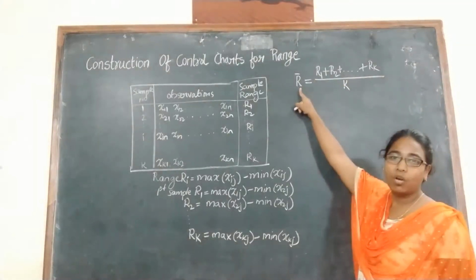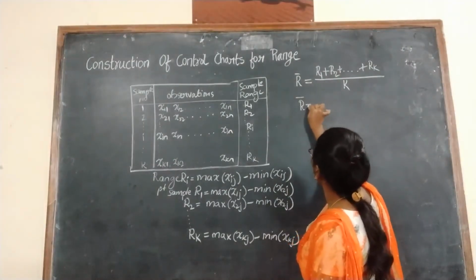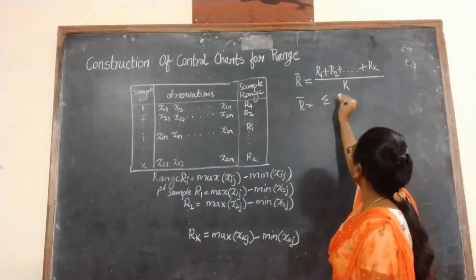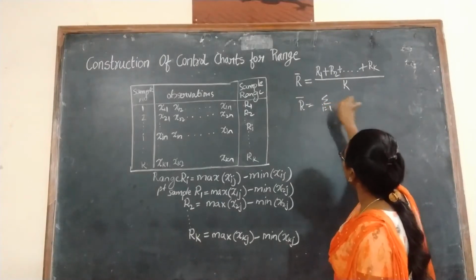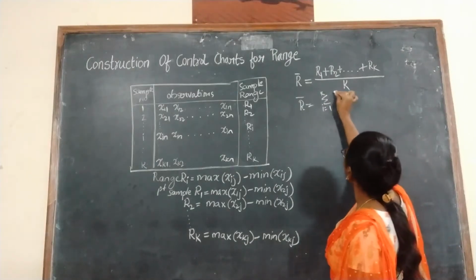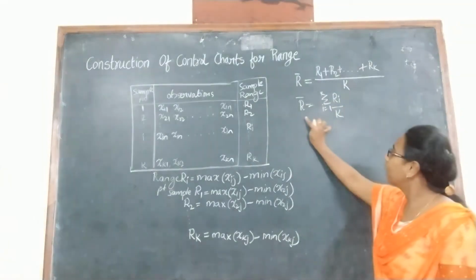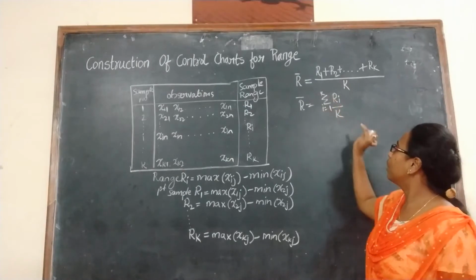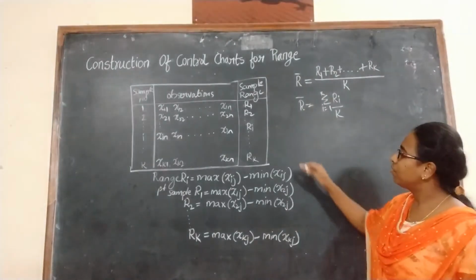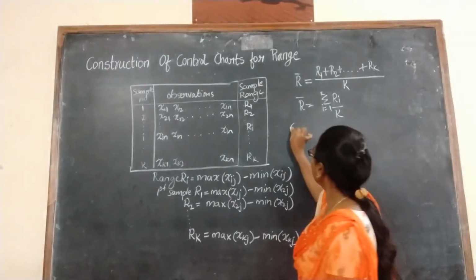This is the mean of range, that is the R bar value, which can be written as R bar equals summation i equals 1 to k, Ri by k. So simply R bar can be written as summation i equals 1 to k, Ri by k. After finding the sample ranges and the mean of sample ranges, we start constructing the control limits.